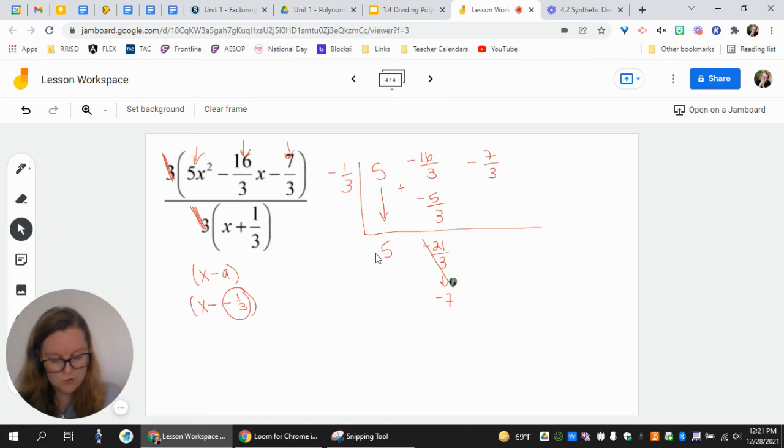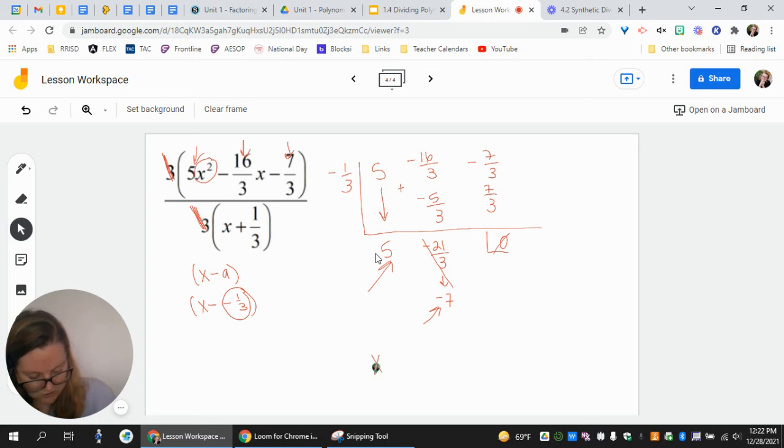So now I'm going to multiply negative 7 times negative 1/3, which would give me a positive 7/3. Oh, looky here. When I add these two together, I get a remainder of 0. So when I'm writing my final answer, remember these guys are your coefficients. I started off with x squared, so do 1 less degree. So it would be x.